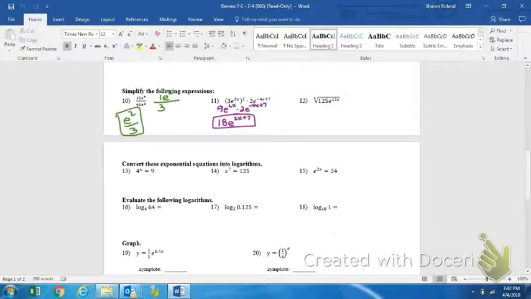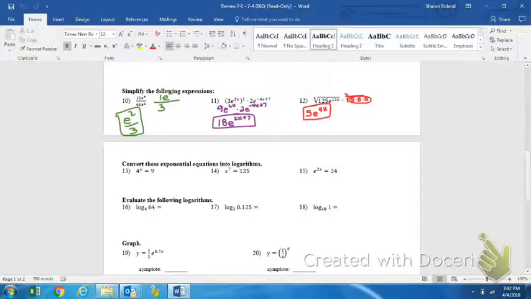Number 12, it's the cubed root. So you can rewrite 125 as 5 times 5 times 5. And with that being a 3, you circle it, so the cubed root of 125 is 5. And then when you have a variable, you're going to take the exponent, and that's 12 divided by 3 is 4x. And that's your answer.